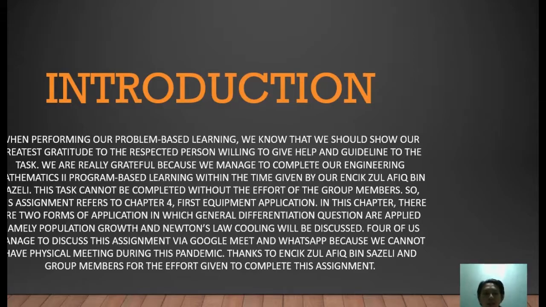This task cannot be completed without the effort of the group members. This assignment refers to chapter 4, First Order Differential Equation Application. In this chapter, there are two forms of application in which general differentiation questions are applied, namely population growth and Newton's law of cooling, which will be discussed.